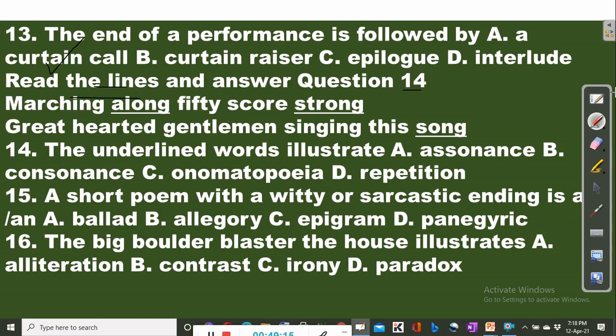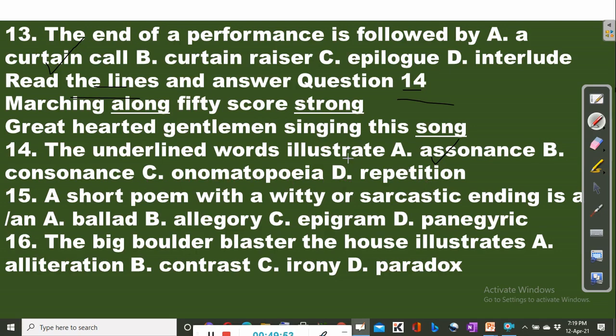Read the lines and answer question 14. Okay, let's now look at this. The lines are: marching along fifty score strong, great hearted gentlemen singing this song. All right, question 14. The underlined words illustrate A, assonance. Yes, assonance. I will explain. B, consonance, no. C, onomatopoeia, no. D, repetition, no.